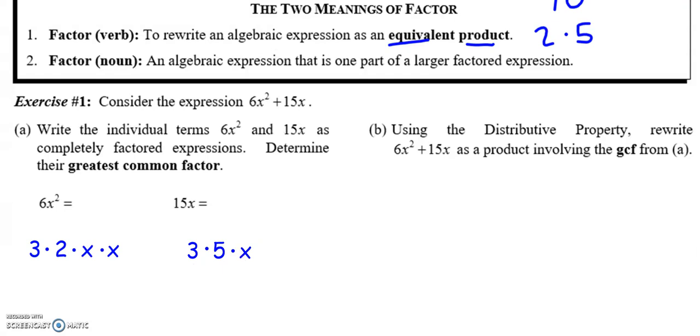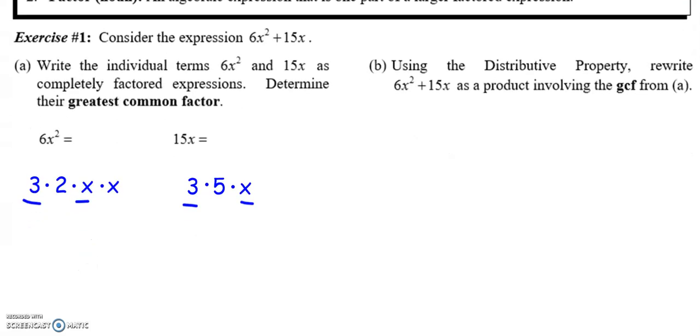Okay, now we need to find the greatest common factor between the two terms. So what you do is you look for common factors. 3 and 3 are both common factors, and an x is a common factor. So if we combine those, we would get the greatest common factor, and we write it like this, GCF equals 3x. There we go. So that's what's meant to find the GCF.